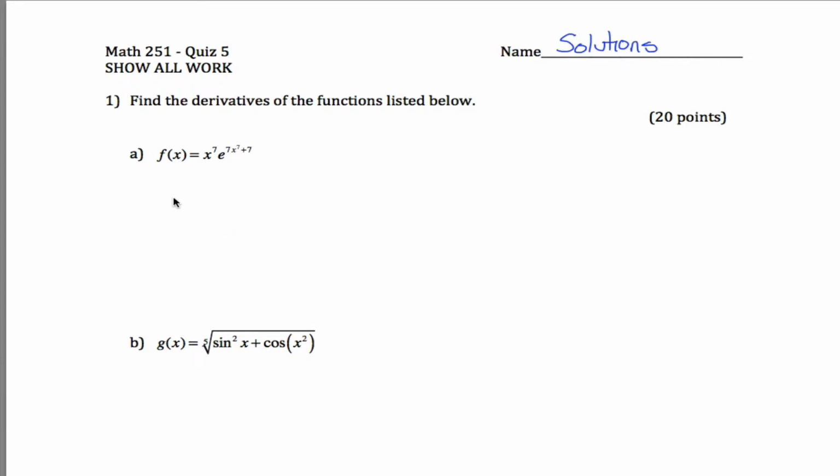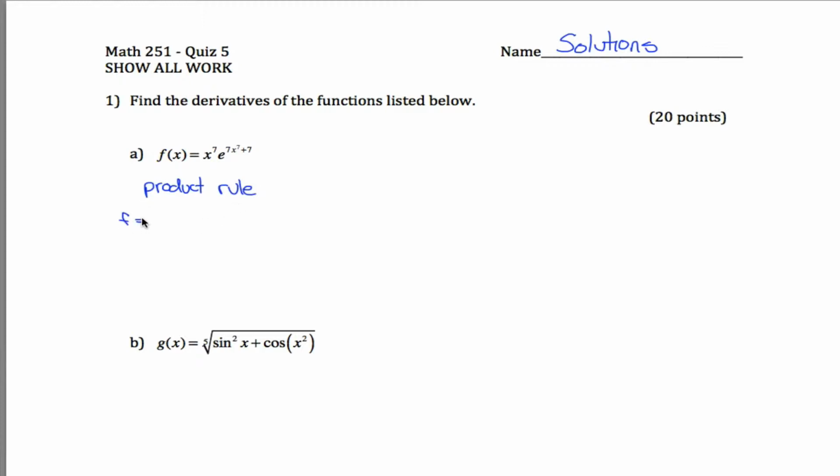Quiz 5 solutions, solutions to our chain rule quiz, in which you're given four different functions and asked to find their derivatives. So the first one here, what I was hoping you'd recognize is that we have a product rule going on, because we're multiplying together two functions.